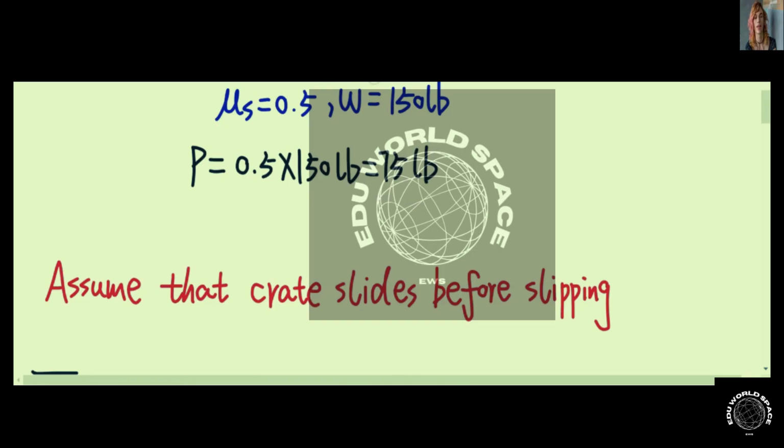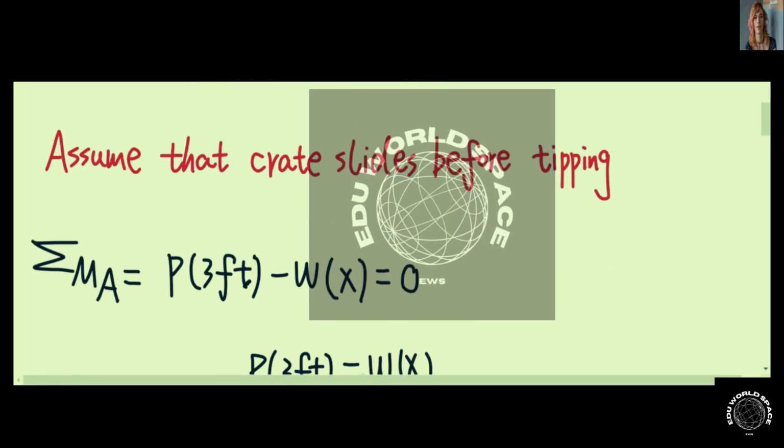here should be tipping, okay? So my assumption is that the crate slides before tipping. So now we can apply the moments at point A. Consider counterclockwise moment as positive, clockwise moment as negative.